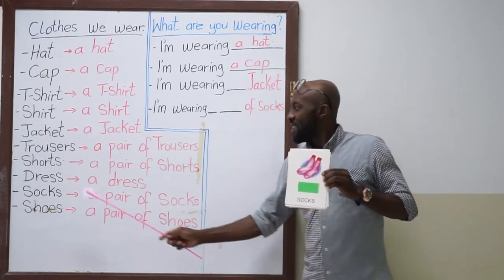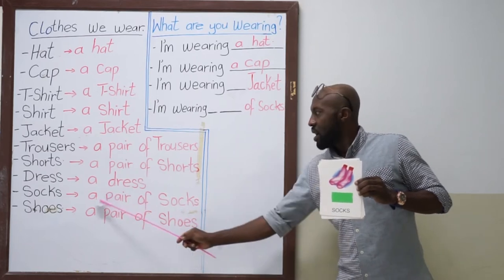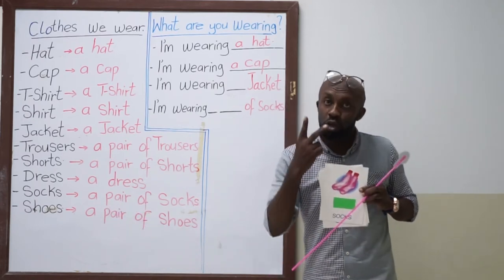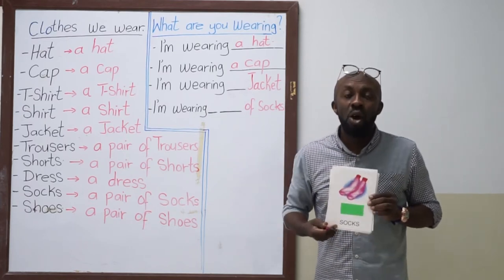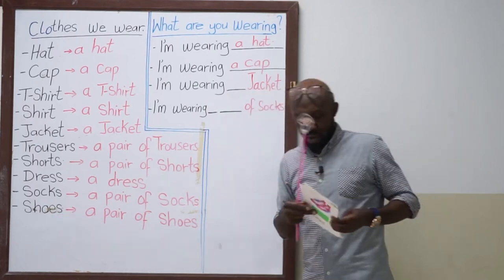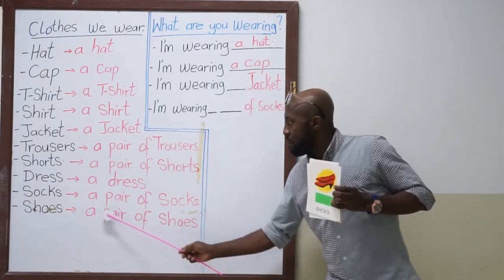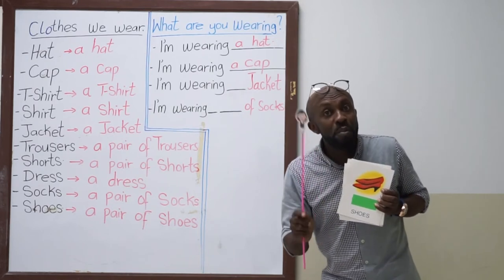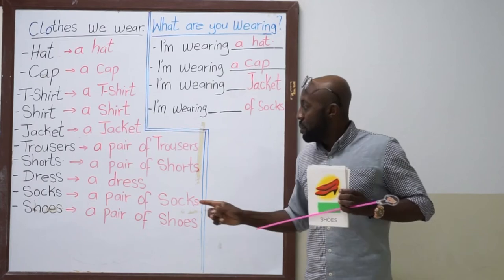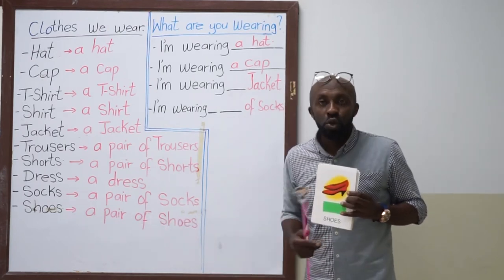Socks. A pair of socks. Again, a pair of socks. Students, remember, a pair means two. One, two. A pair of socks. Okay? Good. Shoes. A pair of shoes. Always remember that a pair means two. So, one, two. A pair of shoes. Do you understand? Okay.